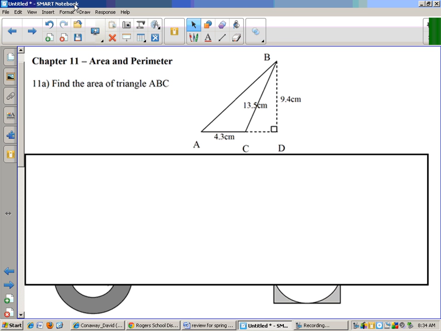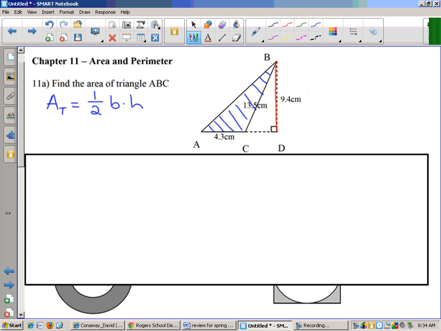All right, this is chapter 11 of the semester test review. 11A is find the area of triangle ABC. Triangle ABC is not a right triangle, but we do know that the area formula of a triangle is equal to 1/2 base times height. Do we know the base and do we know the height? There's our height h. There's our base of 4.3.